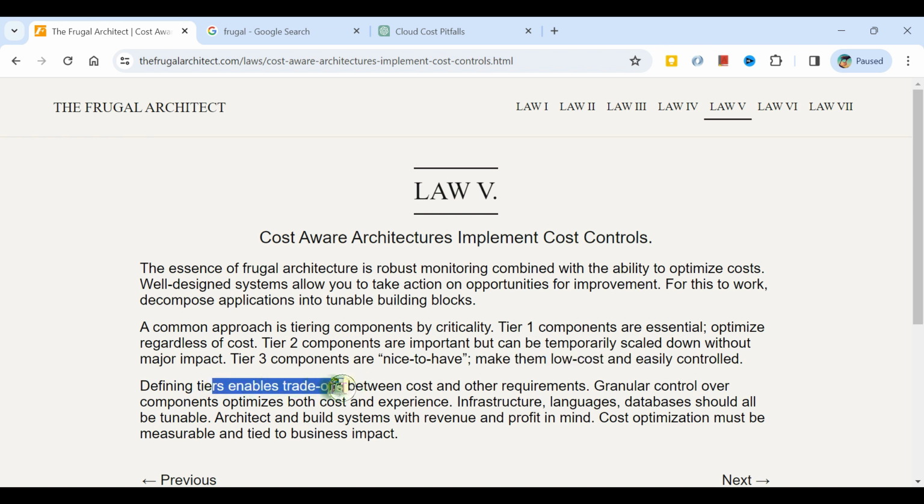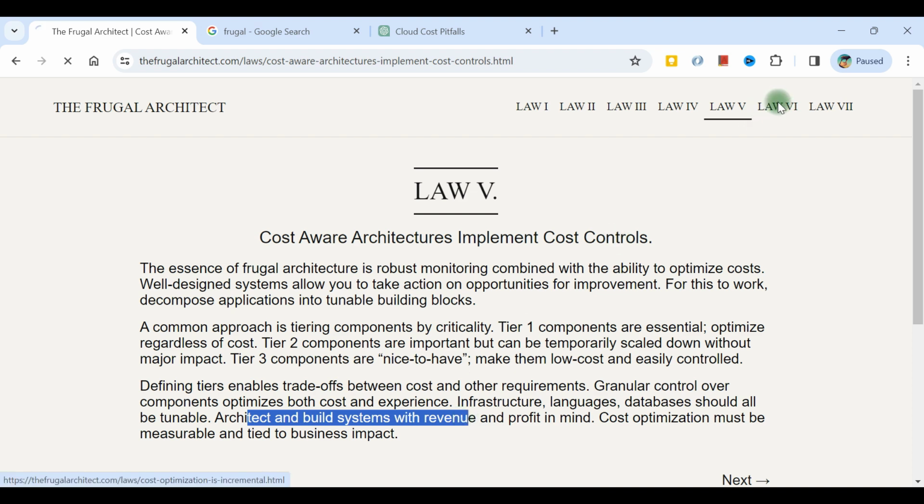Defining tiers enables trade-offs between cost and other requirements. Granular control over components optimizes both cost and experience. Infrastructure, languages, databases should all be tunable. Architect and build systems with revenue and profit in mind. Cost optimization must be measurable and tied to business impact.